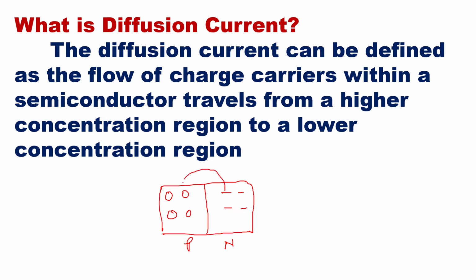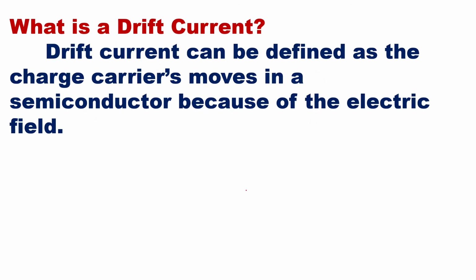When electrons move because of the concentration, because they are negative charge particles, they will be attracted towards the positive charges, that is p-type, and the positive holes will be attracted to the negative side. Now this movement of majority charge carriers is called diffusion, and this movement is called diffusion current. Then what is drift current?